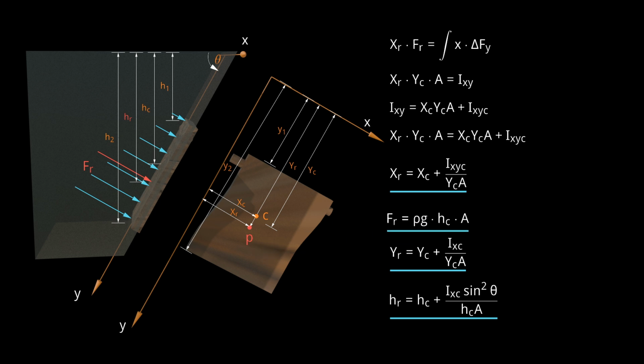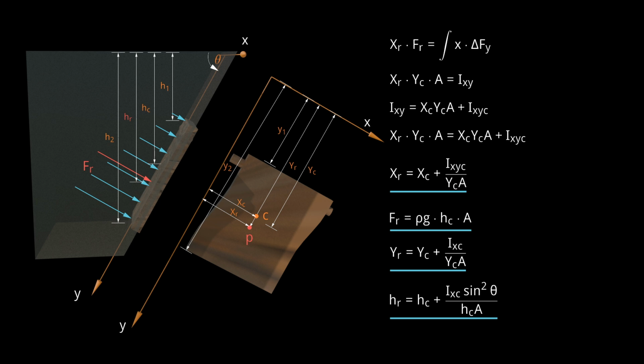This final expression gives us the distance from the center of pressure to the y-axis. But here's something important to note. If the surface is symmetric about the y-axis, the product of inertia becomes zero. In that case, the center of pressure lies directly on the y-axis.